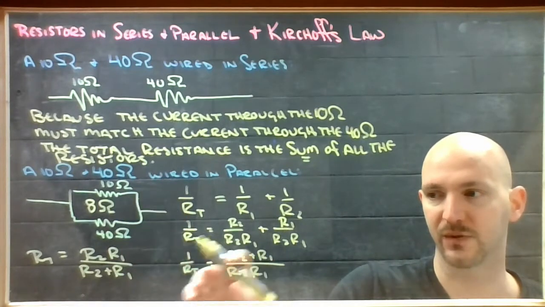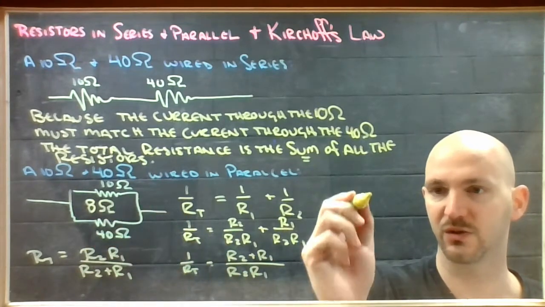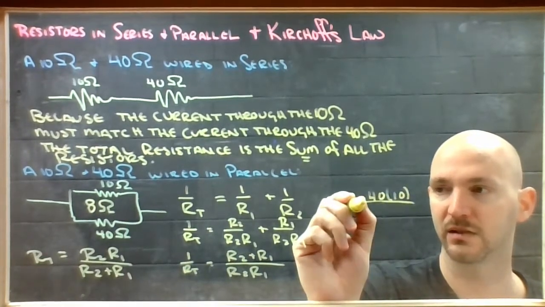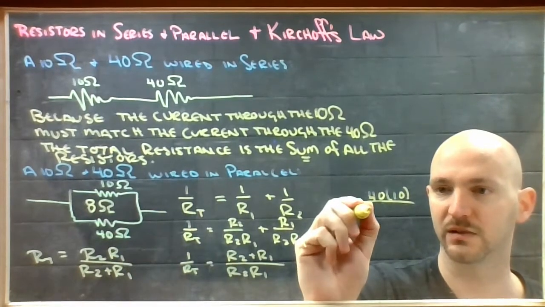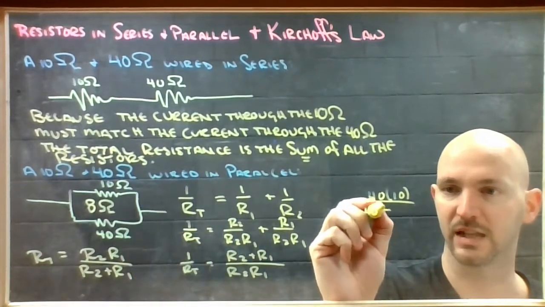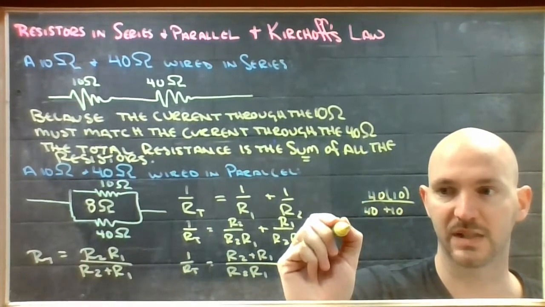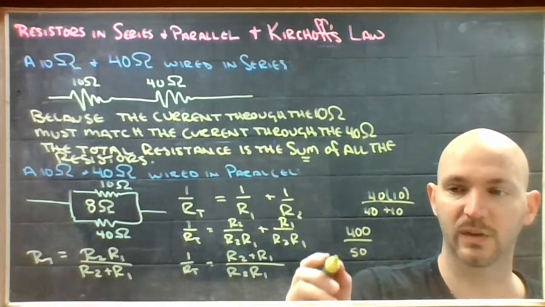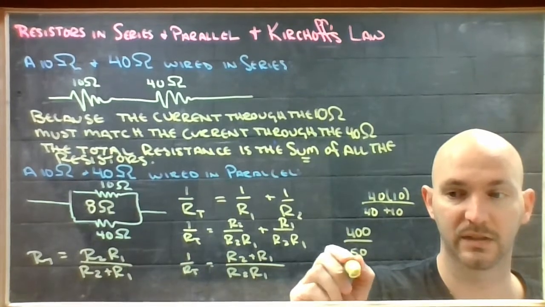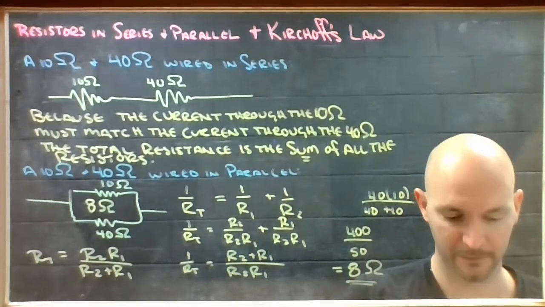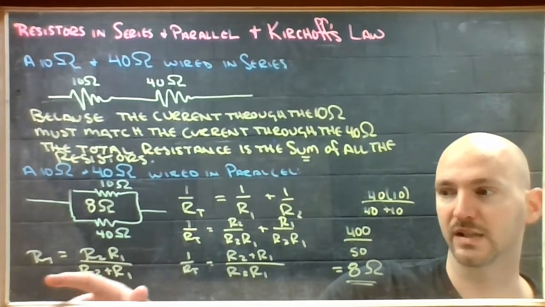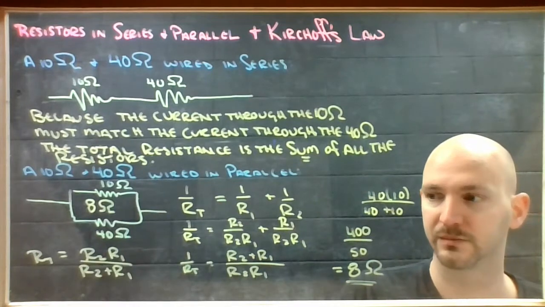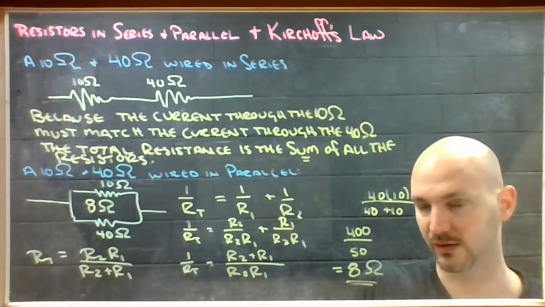And if I tried this for this particular circuit, resistor 2 was 40, resistor 1 was 10, I end up with 40 times 10, which is 400, and 40 plus 10, which is 50, and 50 fits into 400 8 times. There's that answer again. So if you're trying to find the total resistance of two resistors wired in parallel, you could just use this, and that's okay. Or you could use this, and that's okay too.